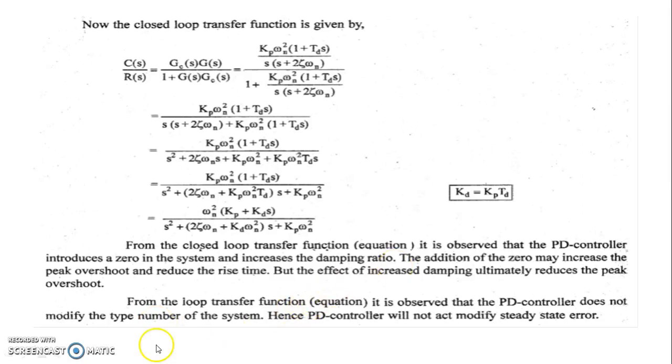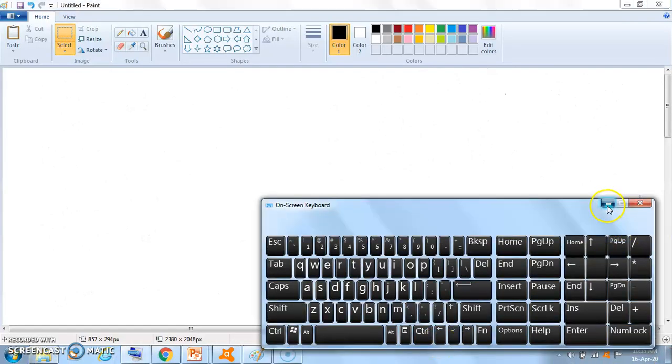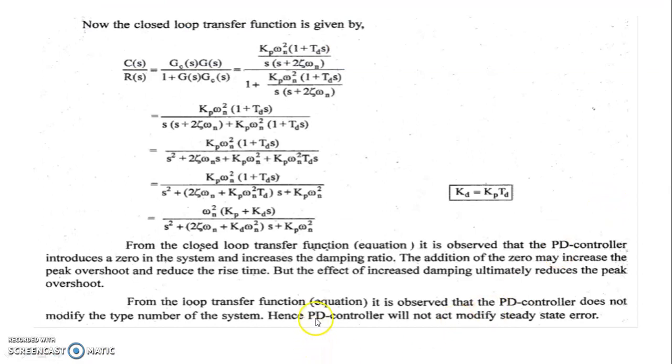That is the type number of the system. So hence the PD controller will not act or modify the steady state error. It won't change any steady state error by using this controller.